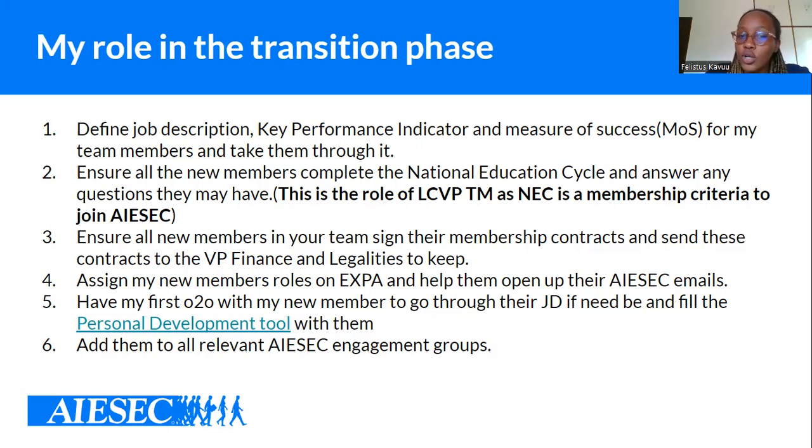Third, you need to ensure that all your members sign the membership contract. We've just gone through that. You need to assign your new members roles on Expa. If you yourself do not have access to Expa, kindly reach out to your direct team leader to assign you this, and also help them open up the ISEC emails. For this, LCBPTMs can help because we already went through how to create your ISEC email on Expa.